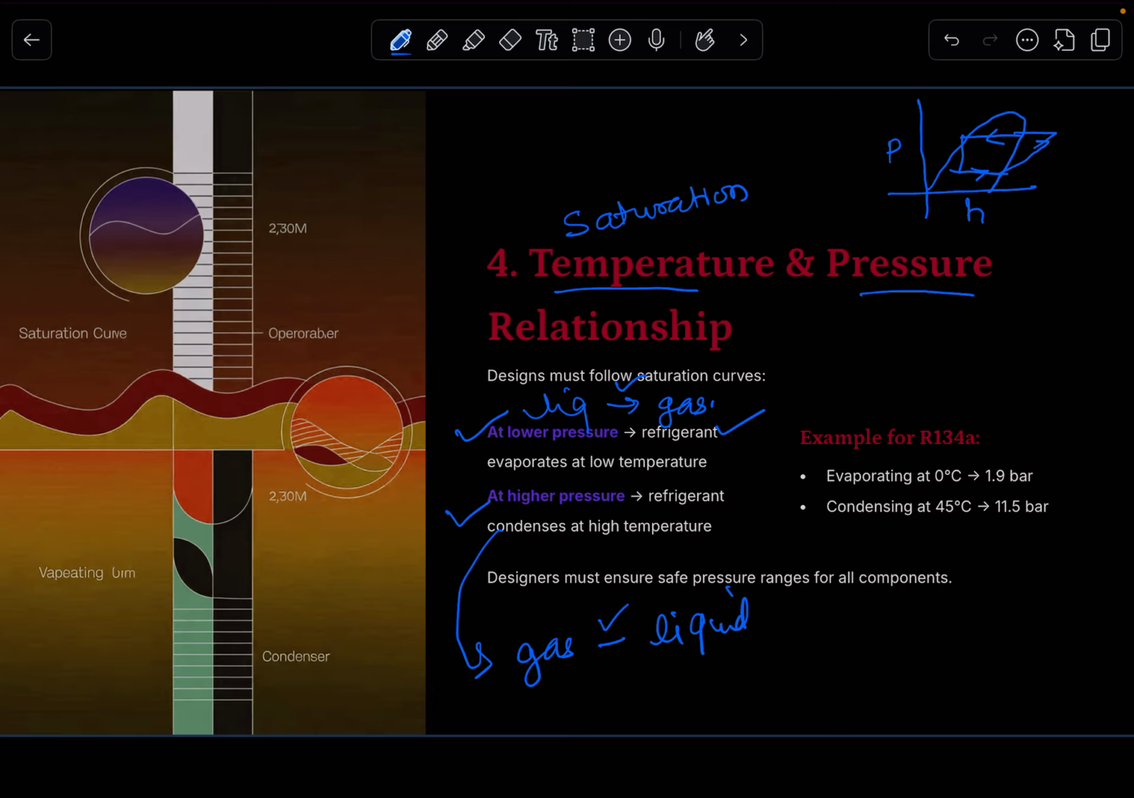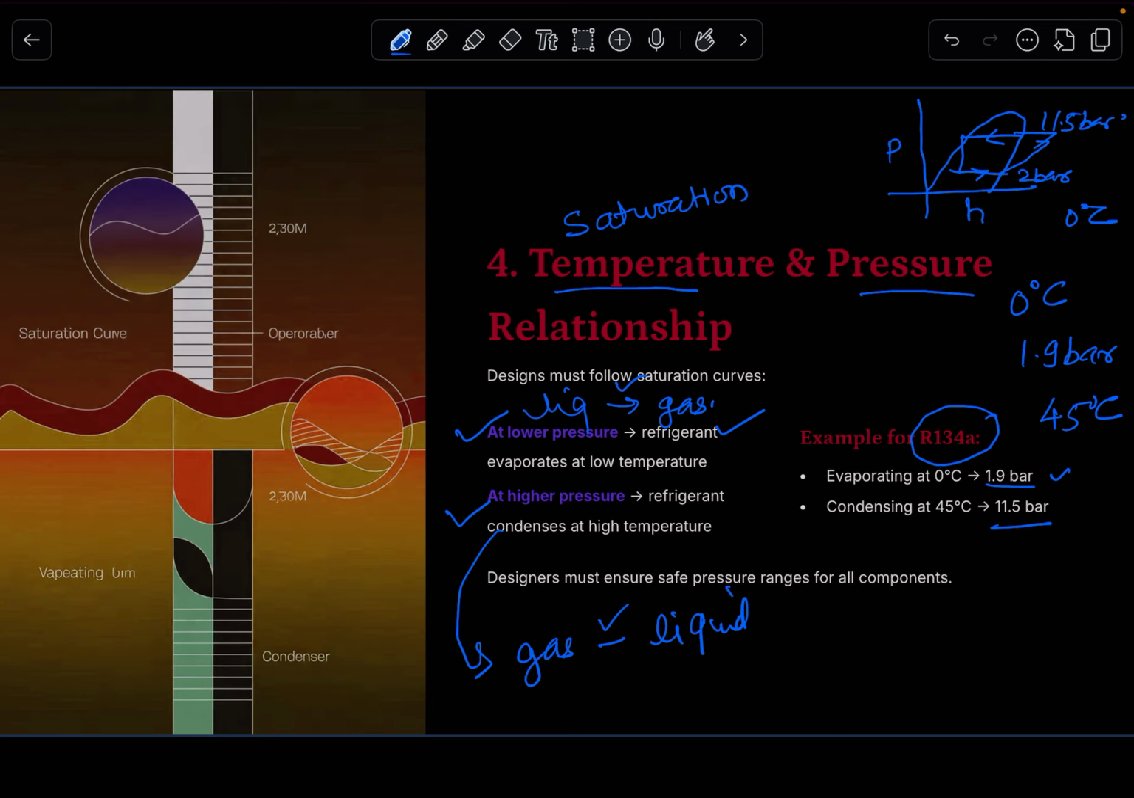For example, if you consider R134A as a refrigerant, you'll find that it boils at 0 degree centigrade when you keep a pressure of 1.9 bar. Okay, and it condenses at 45 degree centigrade, and for that you need to maintain a pressure of around 12 bar. So about 2 bar pressure you need to maintain if you want to maintain a temperature of 0 degree centigrade in the evaporator, and you need to maintain a pressure of around 12 bar, or more correctly 11.5 bar, if you want to condense the same refrigerant at 45 degrees centigrade.